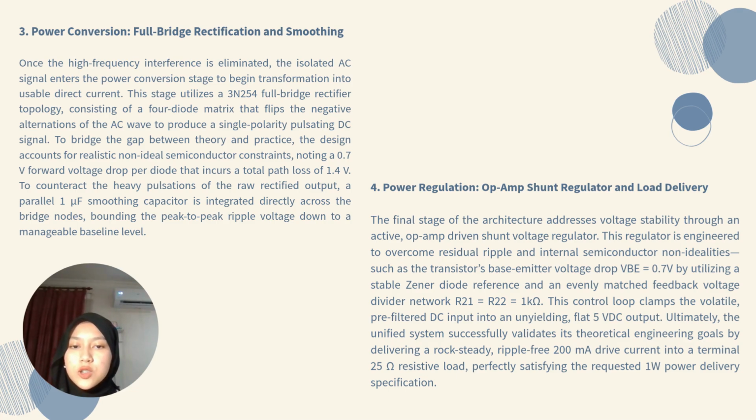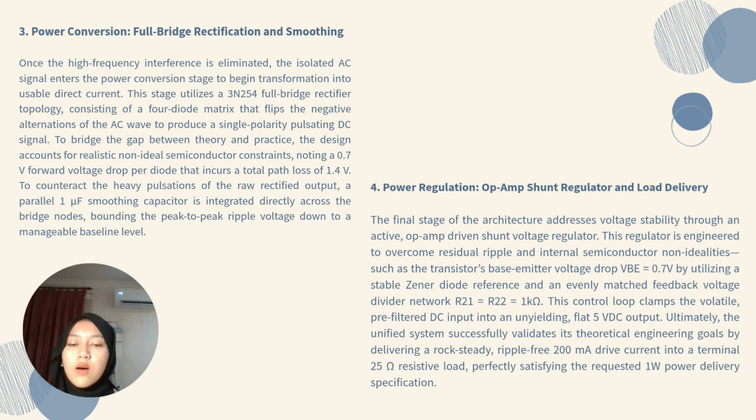Next, we move on to the final two stages of our discussion. First, under power conversion, the filtered AC signal is converted into DC using a 3N246 full bridge rectifier. First, the diode matrix flips the negative half of the AC wave to create a single polarity pulsating DC signal.